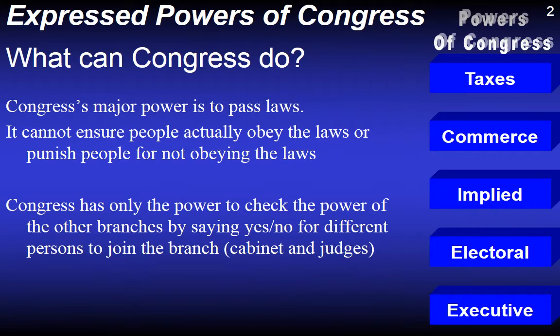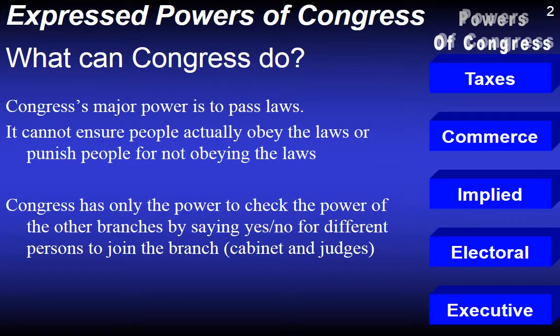Now, also to kind of set up this chapter, we want to talk about what truly Congress can do. Congress's major power is to pass laws. It does not control the police, it does not control the FBI, it does not control the ATF, it does not control the judges. All they can do is pass laws. They cannot actually ensure people obey the laws, and they cannot punish people for not obeying the laws. Those are the powers of the executive branch and the judicial branch. So while they have a most preeminent power in actually creating the laws that ought to be obeyed, they really don't have the power to make those laws be obeyed.